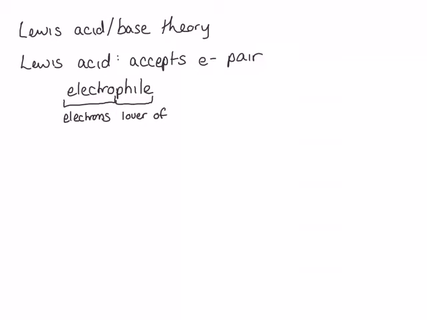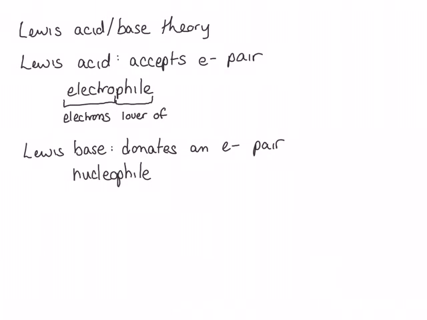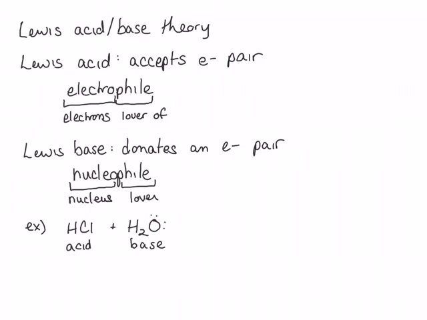A Lewis base, on the other hand, is a substance that donates an electron pair, and we call it a nucleophile, a lover of a nucleus, because it donates that electron pair to the nucleus of another atom. So this acid-base theory applies to acids and bases we've already looked at. For example, hydrochloric acid and water as our base. In other words, hydrochloric acid as our electrophile and water as our nucleophile. And our nucleophile can donate an electron pair to our electrophile to form a new bond.